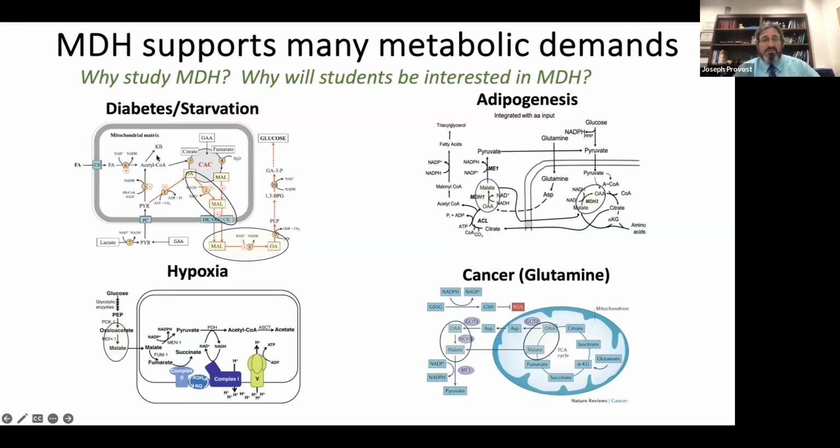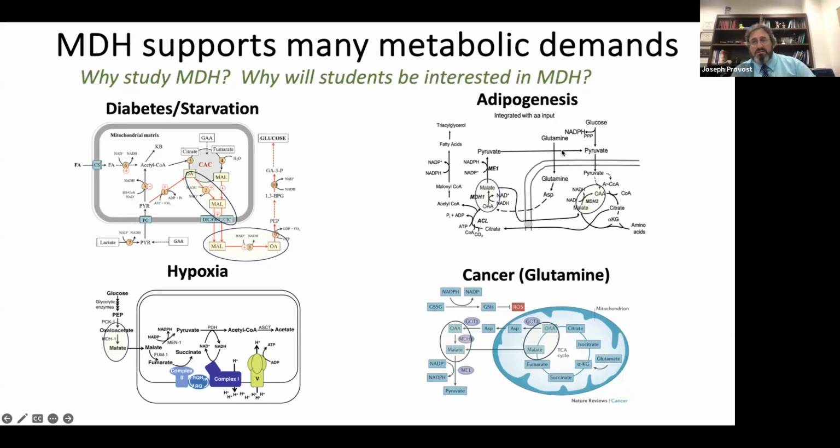So in diabetes and starvation with gluconeogenesis, we have different directions that are happening with MDH in the cytosol and the mitochondria. Here we see the mitochondria, oxaloacetate malate being shipped out through the aspartate malate shuttle, as we saw before, and then malate going to oxaloacetate through PEPCK, and off we go to glucose.